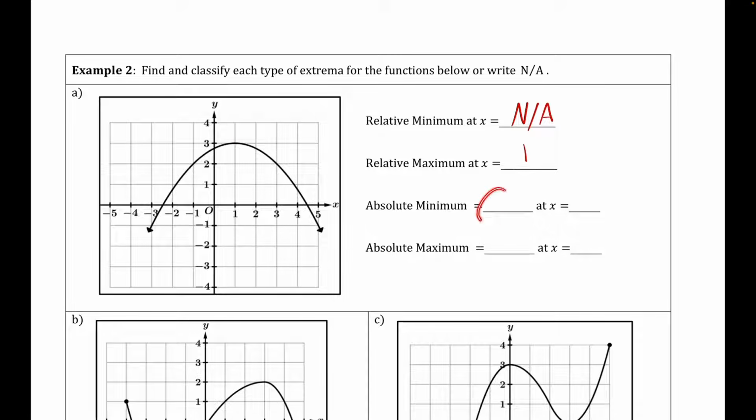So where is the absolute minimum? Well, we didn't even have any relative minimums to choose from, so nothing for that one. And because we only had one relative maximum, that is also the absolute maximum. It's very easy to choose. That was at x equals 1. What was the height? 3, 4.